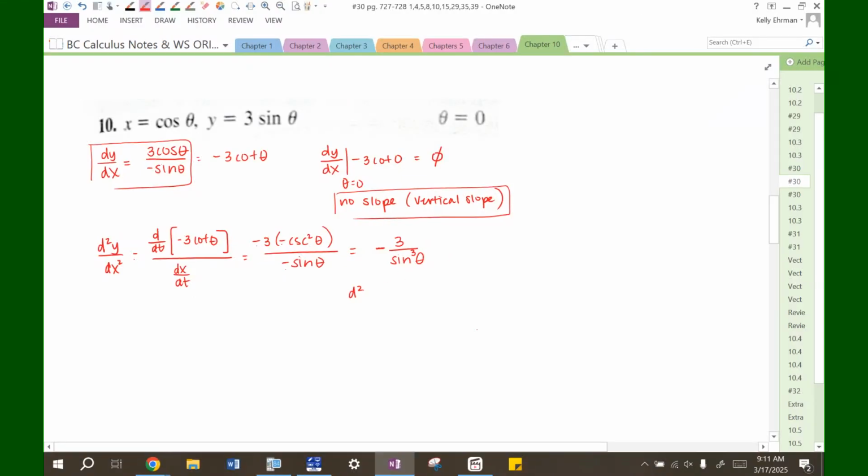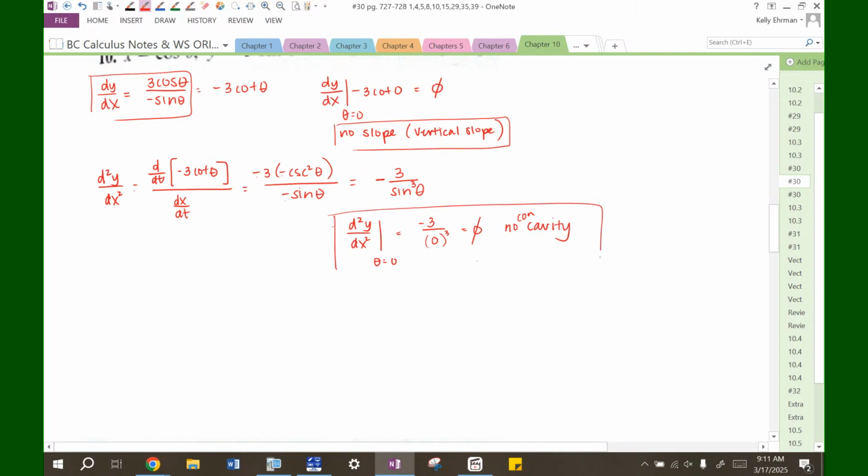I need to evaluate the second derivative at theta equals 0. Now, sine of 0 is 0. So this is undefined as well. So there's no concavity. No slope, no concavity. Why do I keep doing that? No concavity, not no cavity. All right. So circle that as my conclusion there. Circle that as my answer.